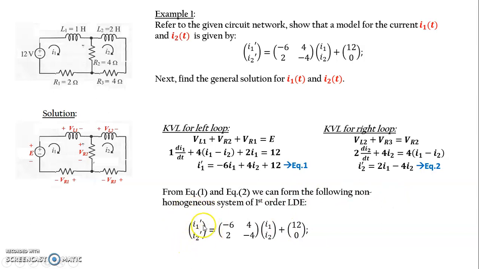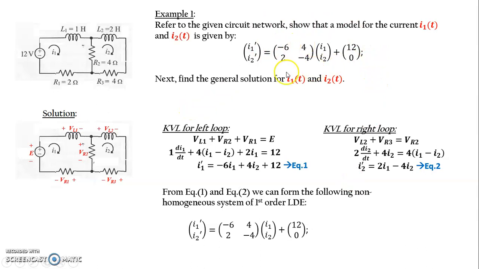So this is matrix I prime, which is I1 prime, I2 prime, equal to matrix A. Matrix A is negative 6, 4, 2 and negative 4. Okay, so this is matrix I, and this is the matrix G. Matrix G is given by 12 and 0, because here you don't have anything, so here is 0. So it is proven that this equation is the same as this equation.